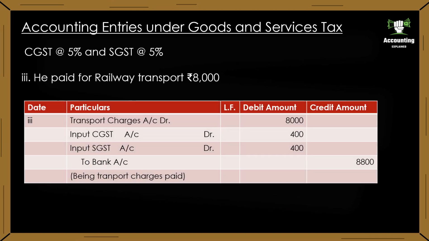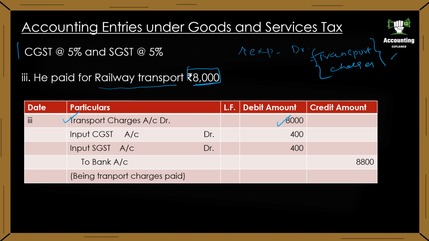Next transaction is he paid railway transport rupees 8,000. Okay, when you pay expense, what will happen? It will increase your expense. Increase in expense means it has to be debited. So railway transport, we are not taking railway transport separately. We club it together and we call it as transport charges. Whatever the transport charges we incur, even for vehicles taking the goods from one place to another, everything will be clubbed together and will be called as transport charges instead of taking multiple accounts. Transport charges has to be debited. Here see transport charges account debit 8,000 we have taken.